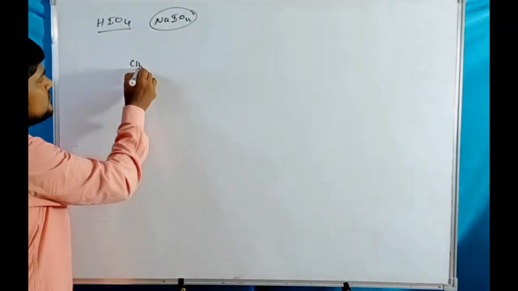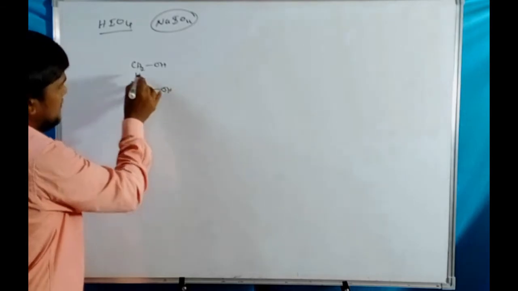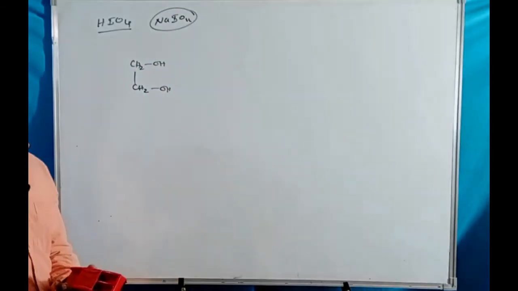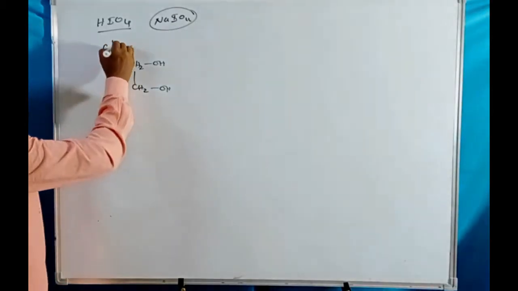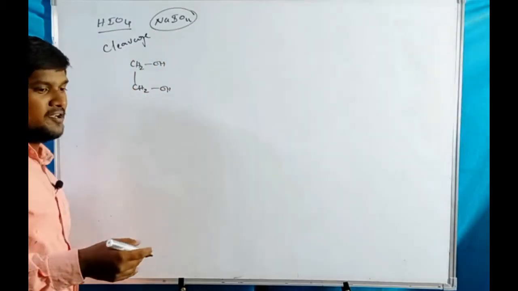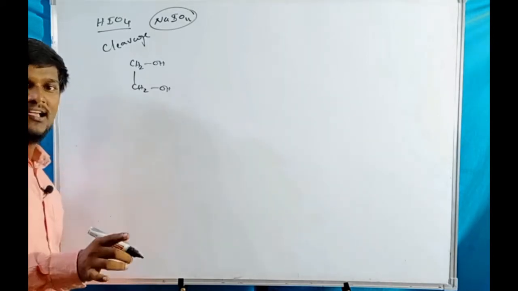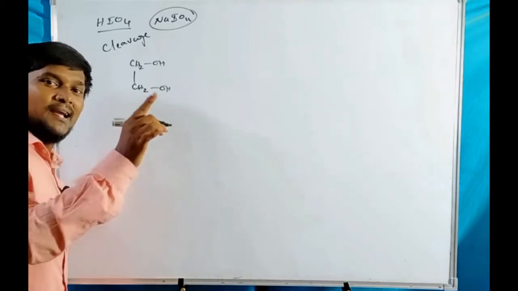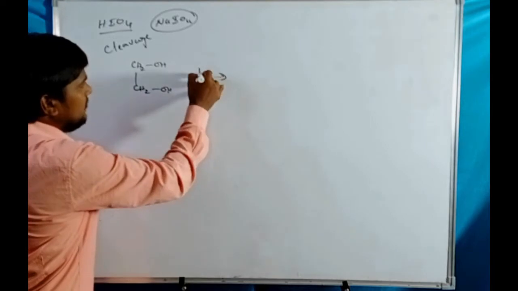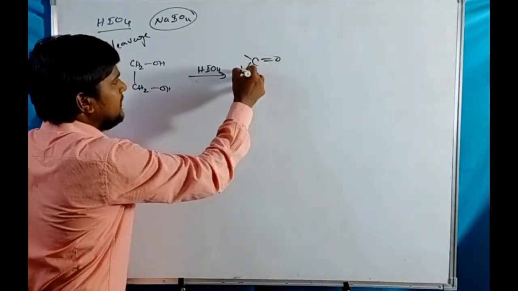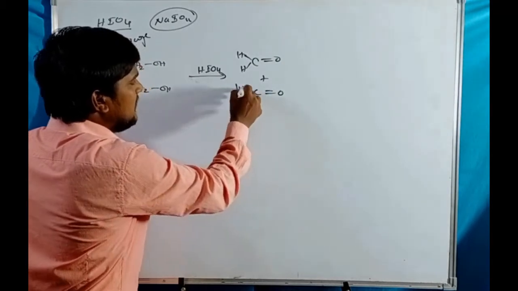Now let us discuss the very basic points of the HIO4 reactions. It is used for adjacent 1,2-diols, which are called glycols. It is used for the cleavage of glycols, and not only glycols, but also alpha hydroxy ketones and diketo compounds. So the cleavage of glycols, 1,2,3-glycerols, as well as alpha hydroxy ketones and 1,2-diketone derivatives. Whenever we use HIO4, it converts into the corresponding formaldehyde products. Okay, now this is the reaction.